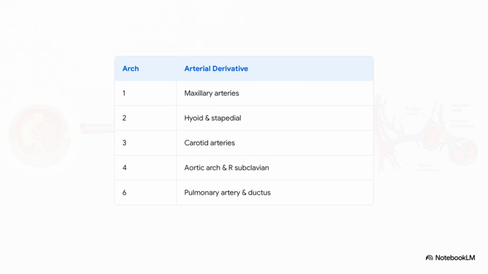Arch 4 is a bit asymmetrical. On the left side, it forms the actual arch of the aorta, sweeping from the left common carotid down to the left subclavian. But on the right side, it forms the proximal portion of the right subclavian artery. Finally, arch 6. This is our pulmonary arch. On the left, it forms the left pulmonary artery and the incredibly vital ductus arteriosus. On the right, it simply forms the right pulmonary artery.